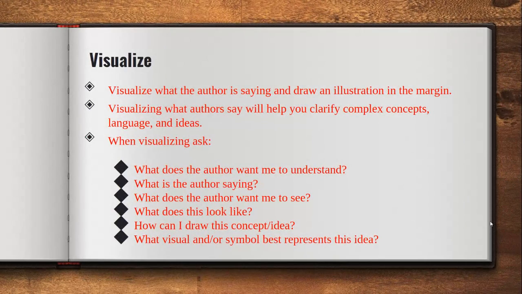So, things to remember about visualizing. Visualize what the author is saying and draw an illustration in the margin. That's one way that we can also annotate in a text. Visualizing what authors say will help you clarify complex concepts, language, and ideas.